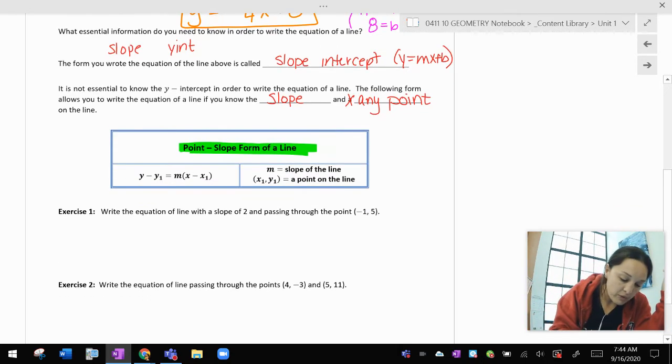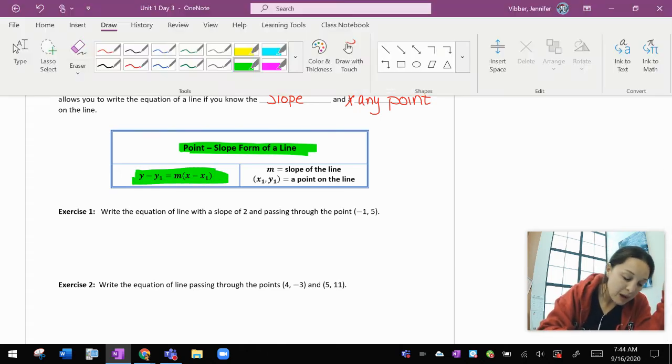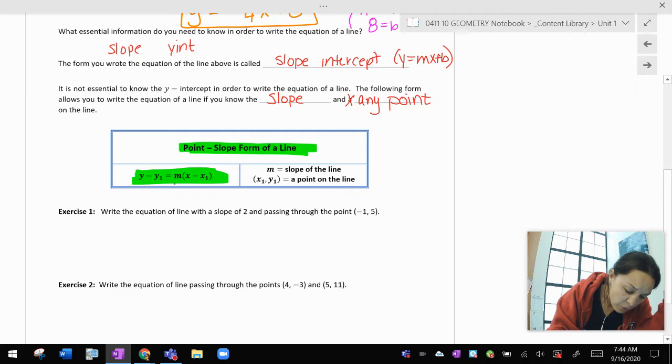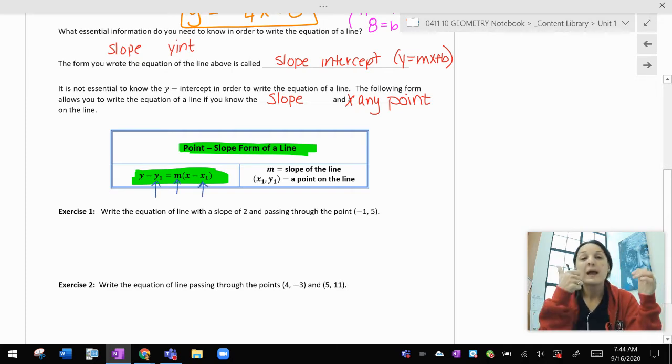So the point-slope form of a line is y - y1 = m(x - x1), and then the three things that you're going to replace are these three numbers. m is going to get replaced with slope, and x1 and y1 are going to get replaced with any point on the line. It's very simple.